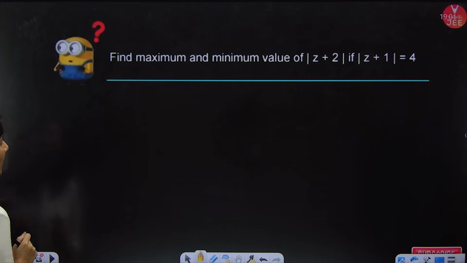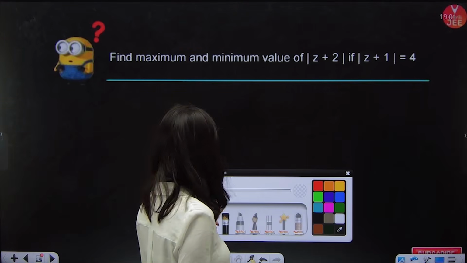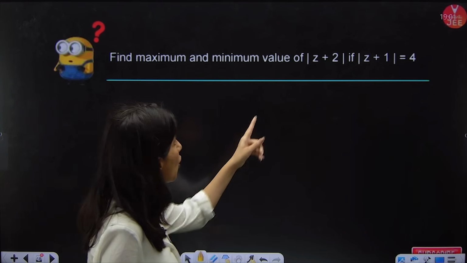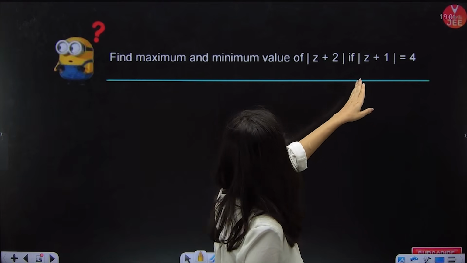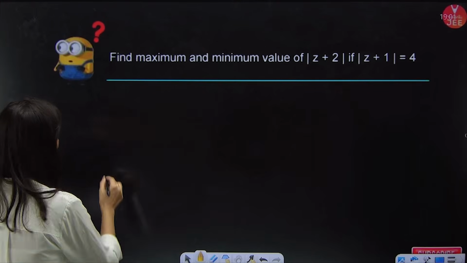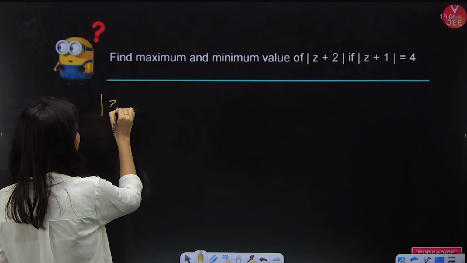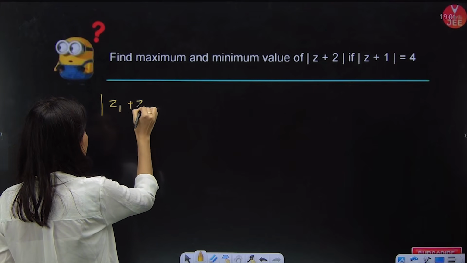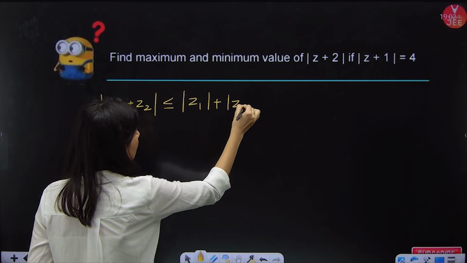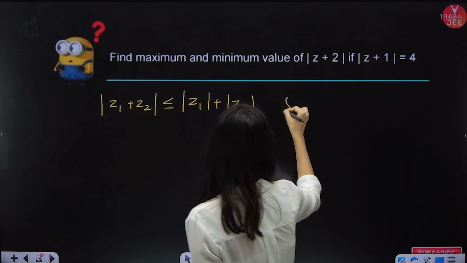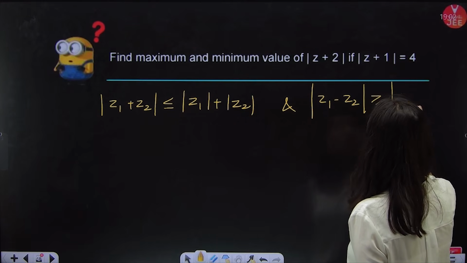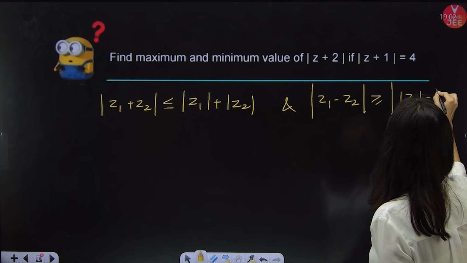Now, how to apply triangle inequalities is the major concern of many students. Okay. So understand, find the maximum value of mod z plus 2, maximum and minimum both, if mod z plus 1 is equal to 4. First of all, just write your triangle inequalities. Mod of z1 plus z2 less than or equal to mod z1 plus mod z2. First, okay. And second will be mod of z1 minus z2 greater than or equal to mod of z1 minus mod of z2.